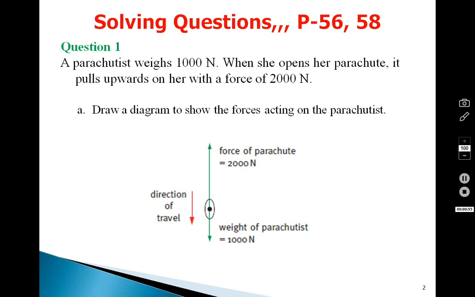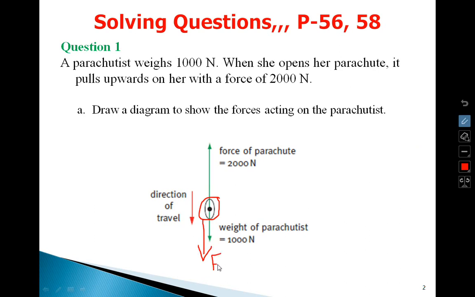When she opens her parachute, it pulls upwards on her with a force of 2,000 Newton. Section A of this question: draw a diagram to show the forces acting on the parachutist. So what we have here is a parachutist. The weight of this parachutist is equal to 1,000 Newton and acts downwards.